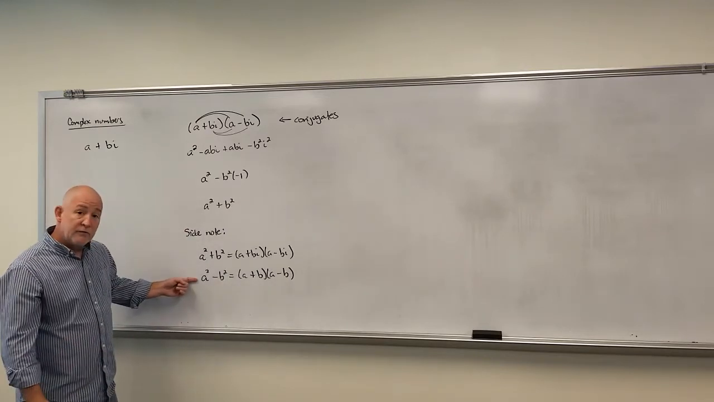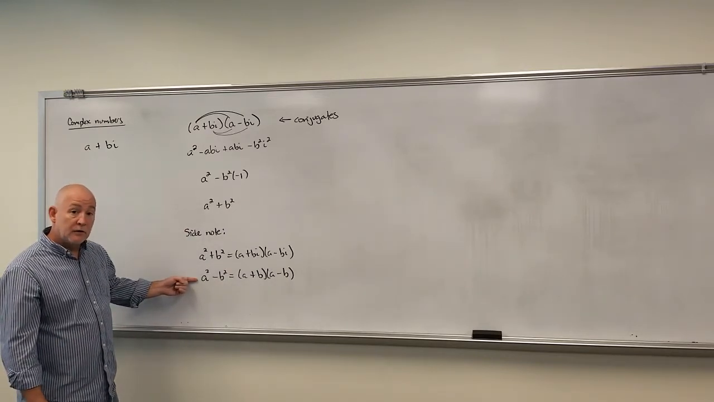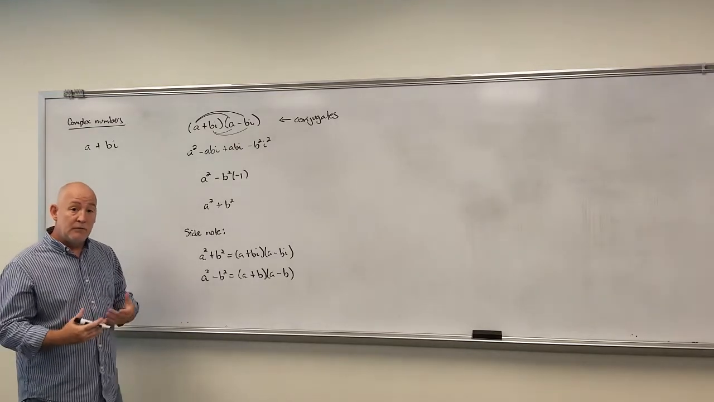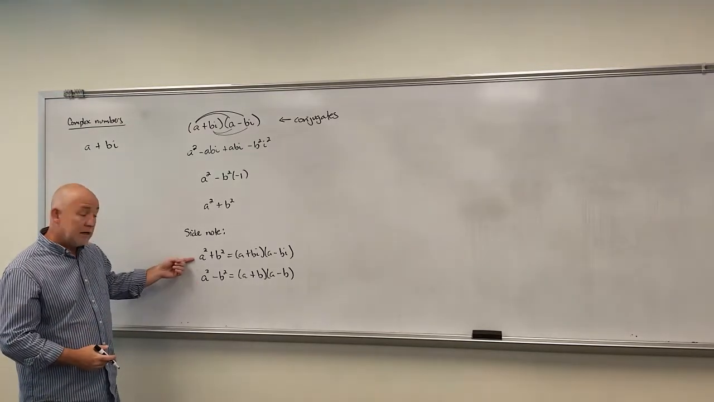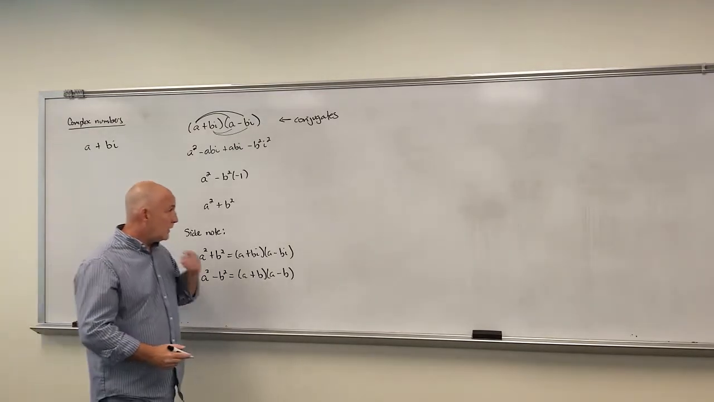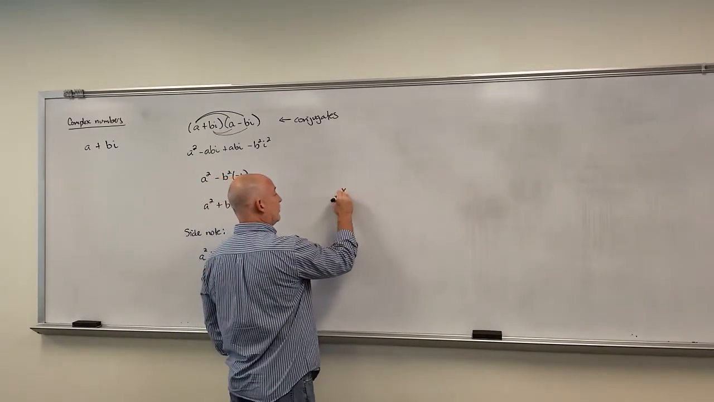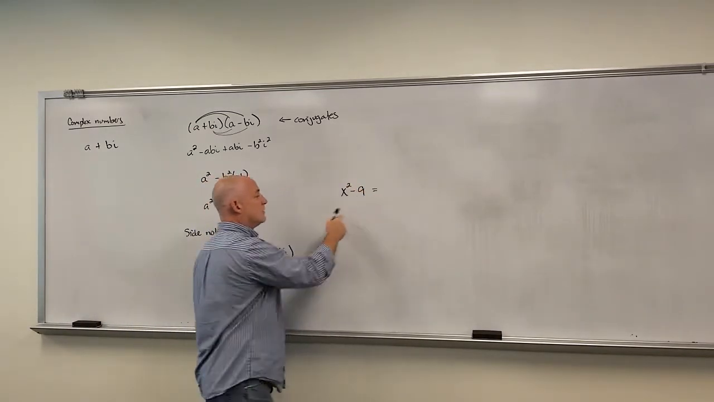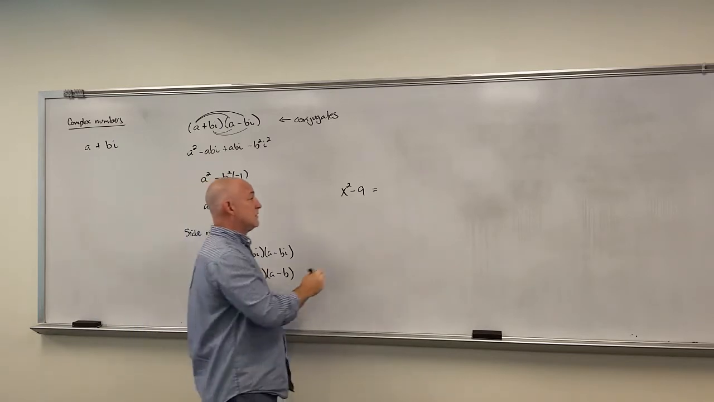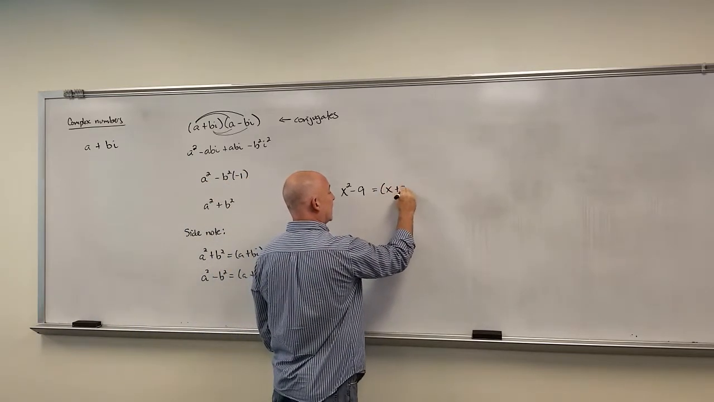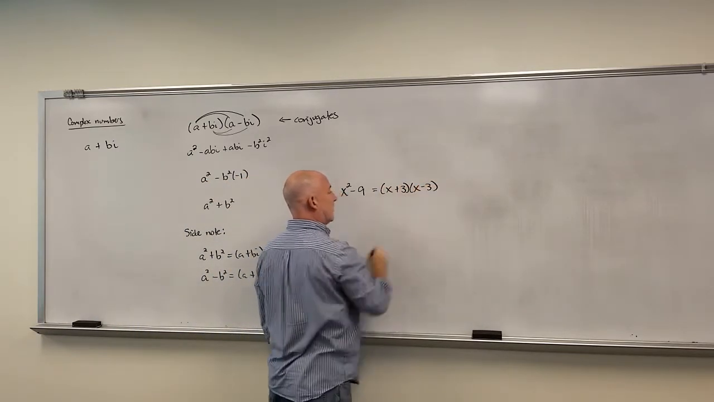Notice this was our difference of squares formula for factoring. We did not have a sum of squares formula for factoring, but we kind of do now. So let's see how this would work if we actually wanted to apply it. If I wanted to factor something like x squared minus 9, that's the difference of squares, and I know that this would factor to x plus 3, x minus 3.